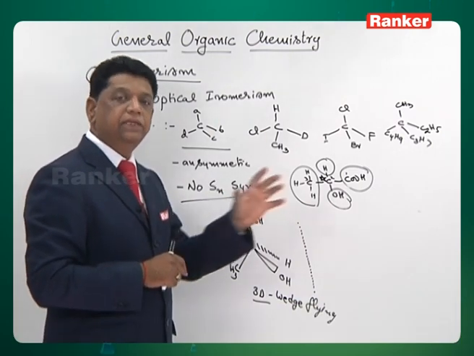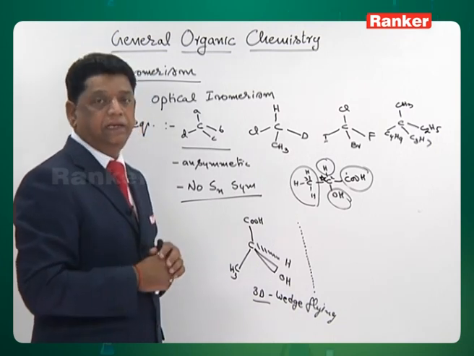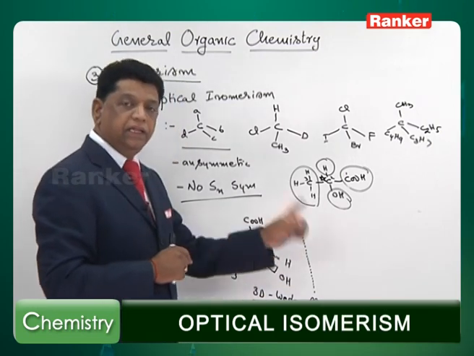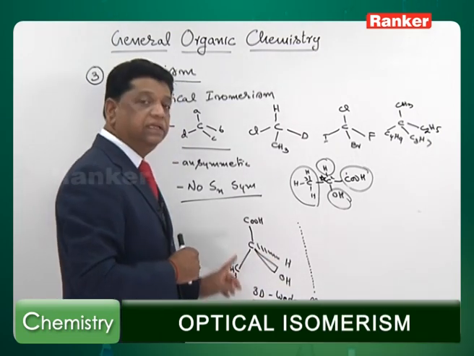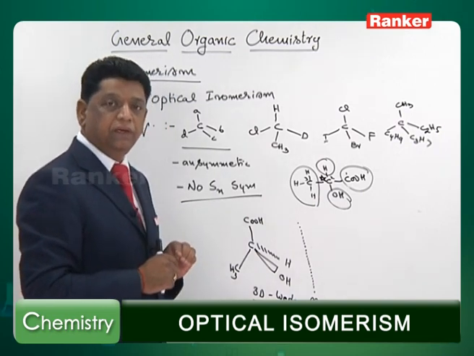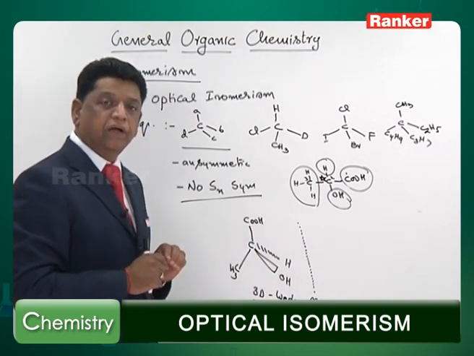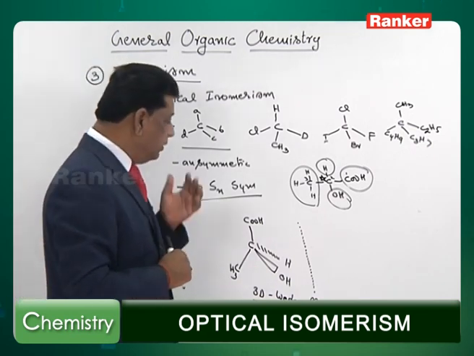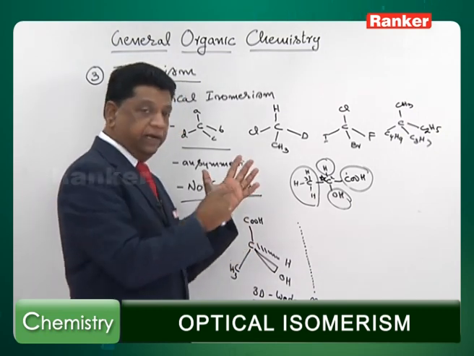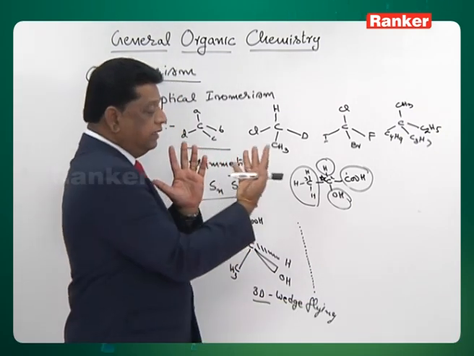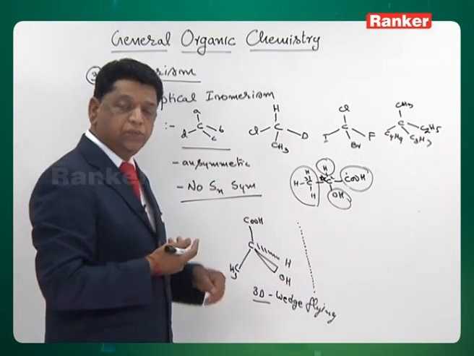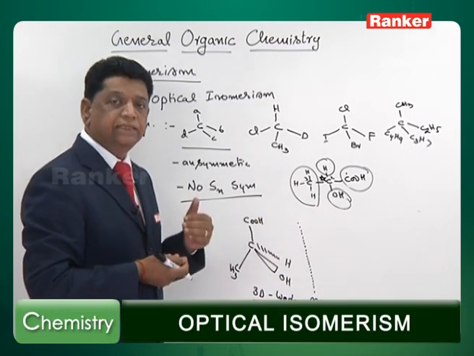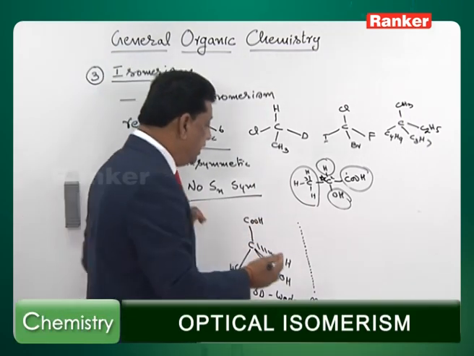That means the original one and the image are not identical. You are getting another image. Like that, this compound also, if you put it in front of the mirror, in the mirror you find another compound, not this one. This is only possible in certain cases. Most compounds will produce the same compound with all the properties the same. But just like right-handed and left-handed, right shoe, left shoe, right glove and left glove, if this handedness is different, we get a new one.